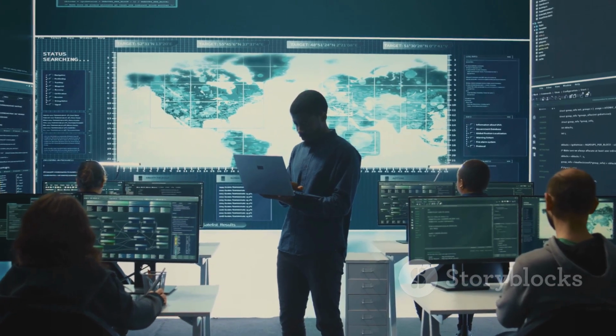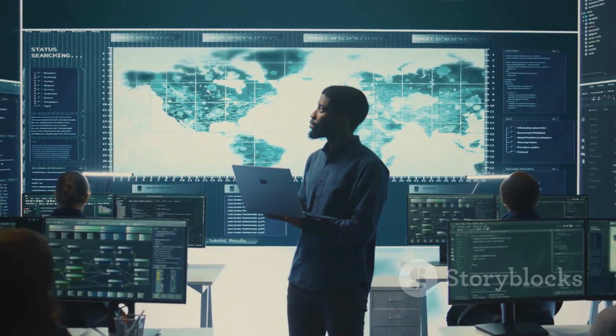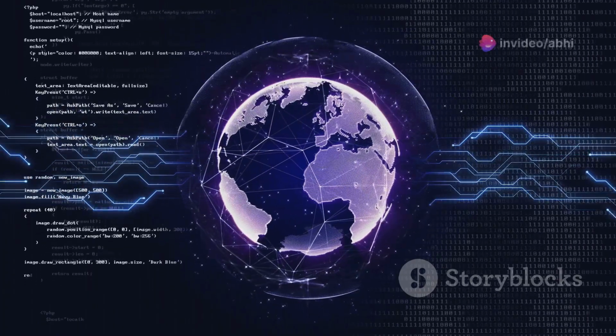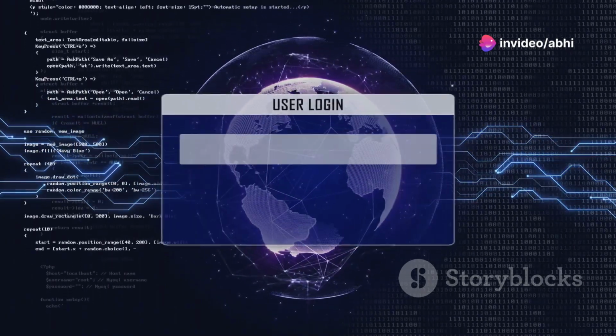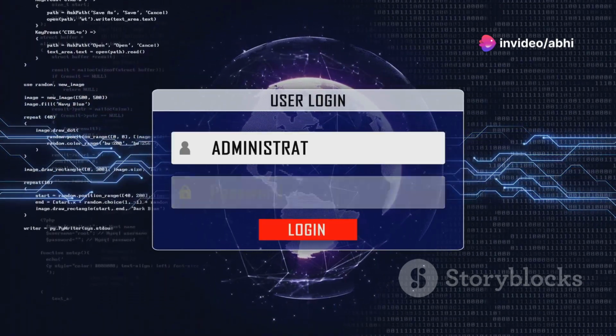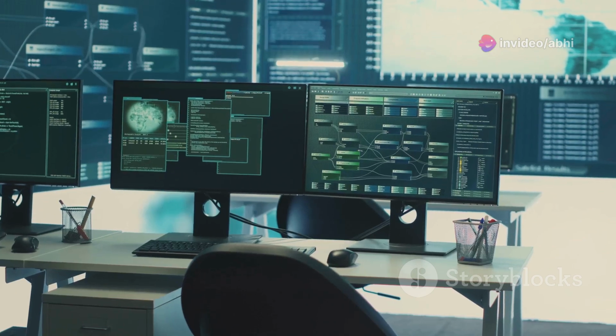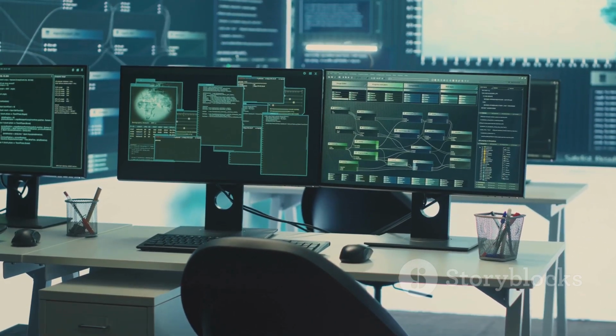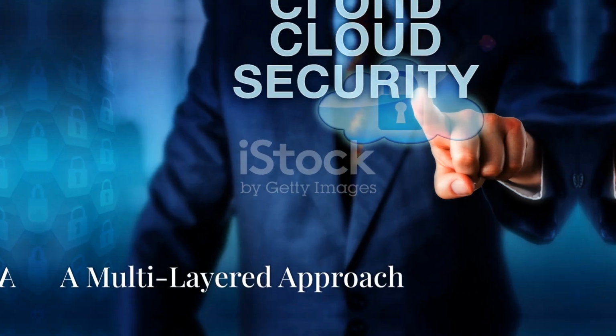IDS are like security cameras for your network, monitoring traffic for suspicious patterns and known attack signatures. They provide alerts when potential threats are detected, allowing security teams to investigate and respond accordingly. IPS take a more proactive approach, actively blocking malicious traffic based on predefined rules and signatures.